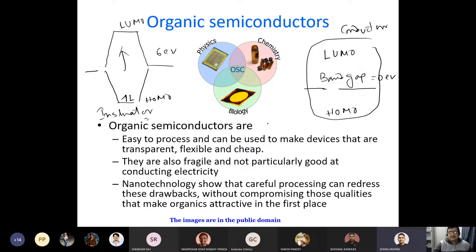When the band gap between HOMO and LUMO is not too high and not too low. So that is an intermediate band gap, typically 2 to 3 electron volt, right? So that is what is called a semiconductor. Any example of a semiconductor?